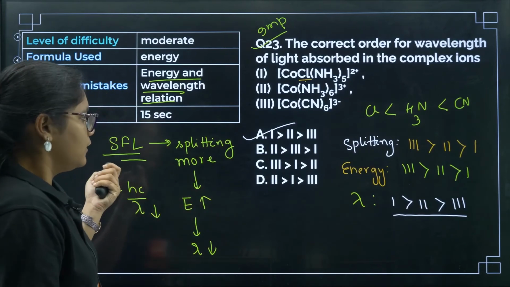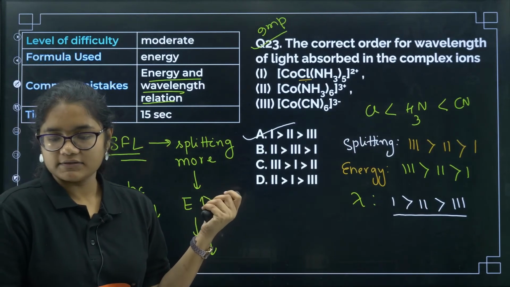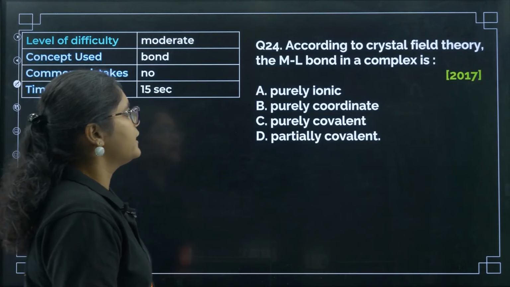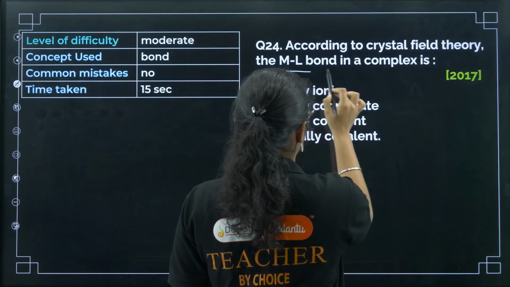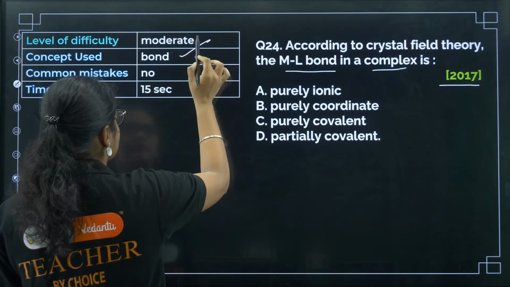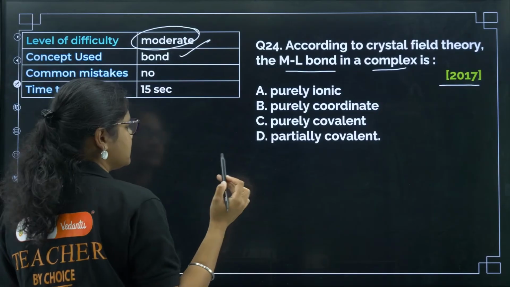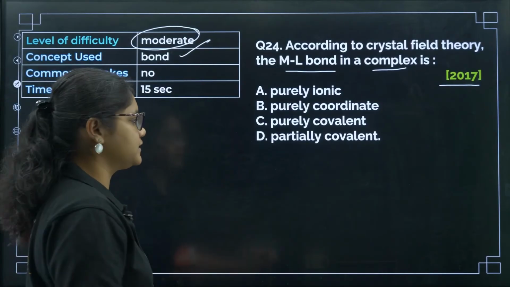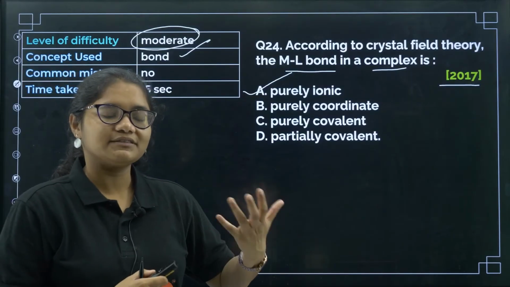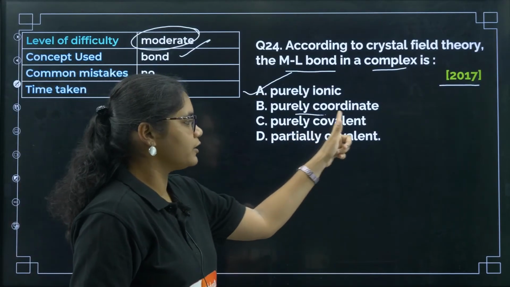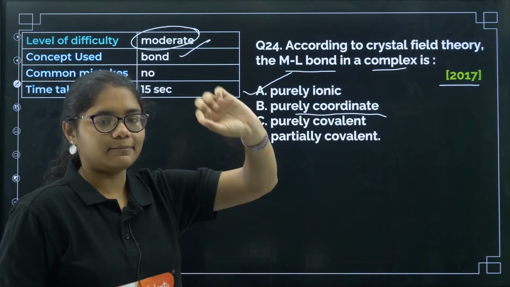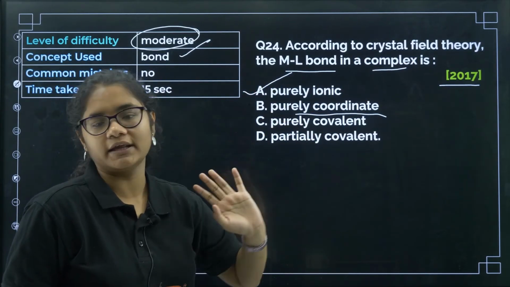Okay, fine. Now let us see the next question. 24, according to crystal field theory, the ML bond in a complex is, so 2017 question, very easy, but many of you do not study the definitions and all, otherwise it is an easy question, that is, it is purely ionic. You might think that the chapter name is coordination compound, so it may be purely coordinate, but you should remember, according to crystal field theory, it says that the metal ligand bonds are purely ionic in nature.